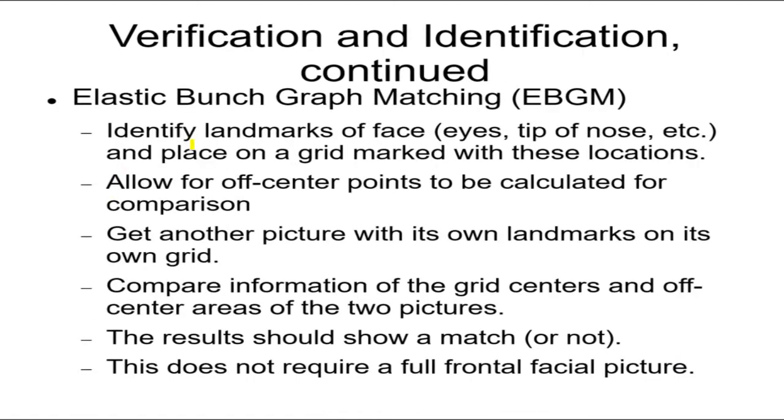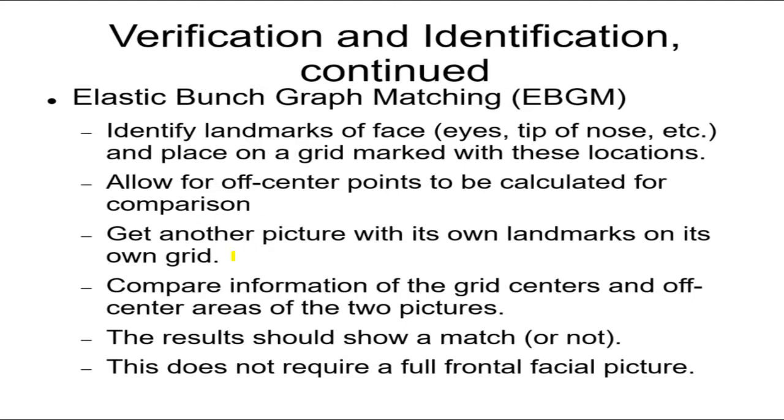The final method is what they call elastic bunch graph matching. Again, we need to know a lot more to understand it, but the basic idea is we take the face, the landmarks on the face, the eyes, tip of the nose, chin tip, whatever it might be, and we put it on a grid that is supposed to be gridded for a person's face. Each one of these landmarks will appear on a certain part of the grid, and it should be related to whatever else is on the grid, the format of the graph of the face. It may be a little bit off center for the grid marks, but we have to calculate these off center points.